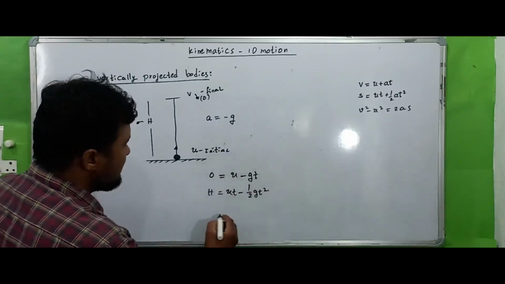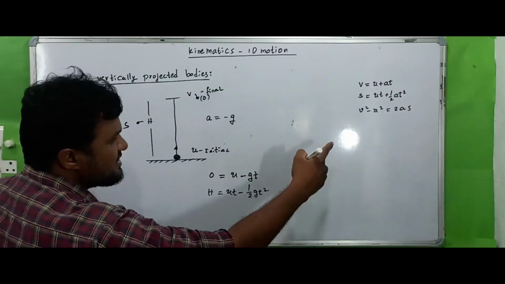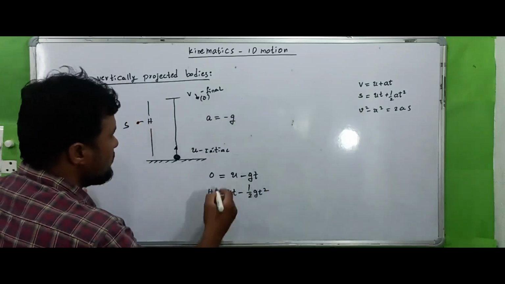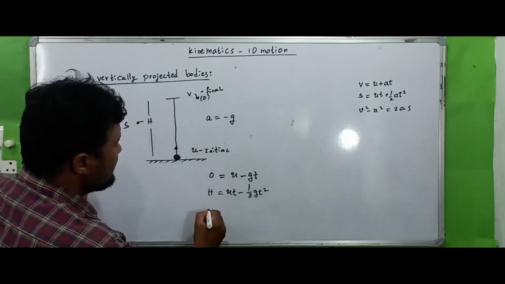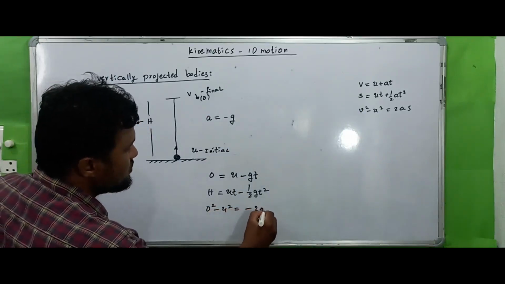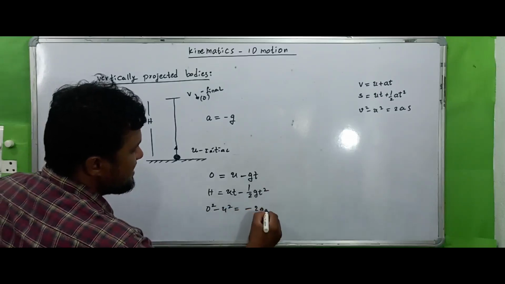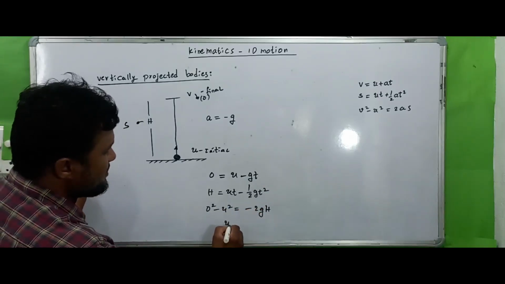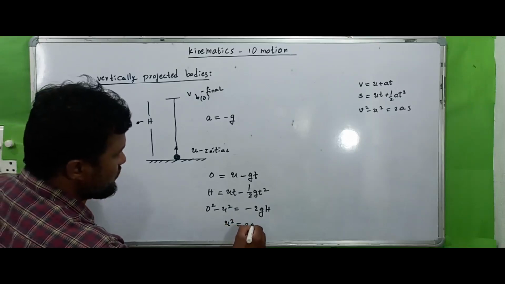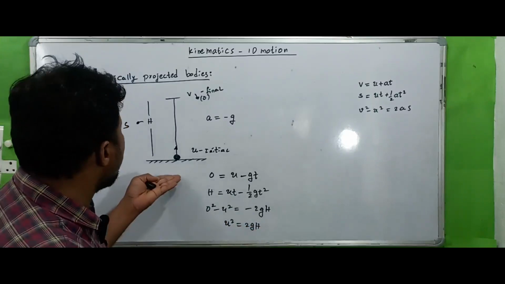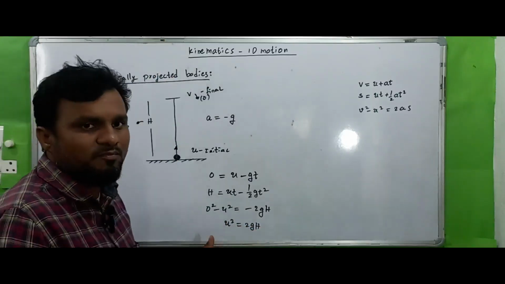And for the equation v square minus u square is equal to 2as, the final velocity v is 0. So 0 square minus u square is equal to minus 2gs, where s is h, so minus 2gh. Minus and minus cancel. Finally, you can write u square is equal to 2gh. These are the kinematic equations if your body is projected vertically upwards.